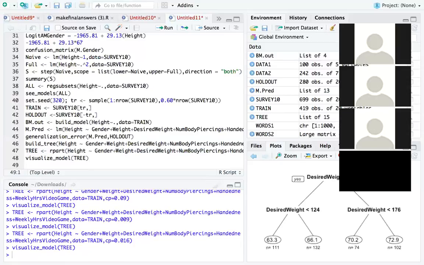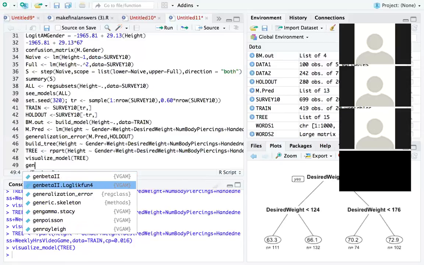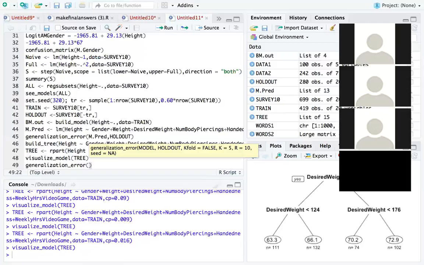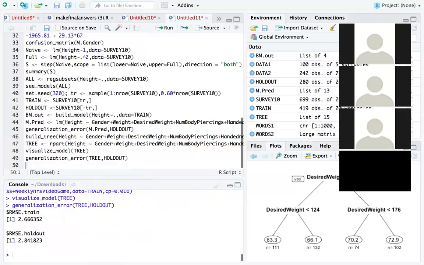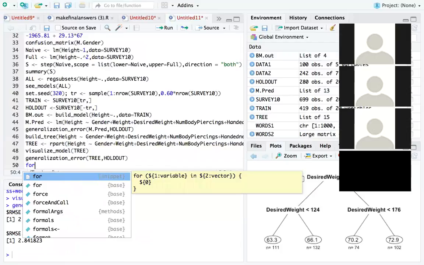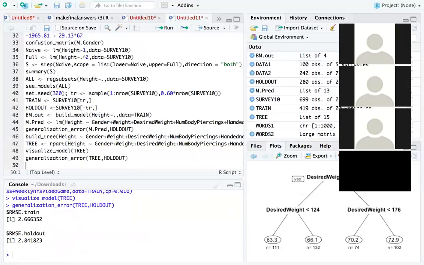We can take a look at how this model does. Let's look at the generalization error of it. And let's go to tree and see how it does on the holdout. And how's it work? Well, it works, meh. It works almost as good, but good try at it. Let's try and think of what we do next.